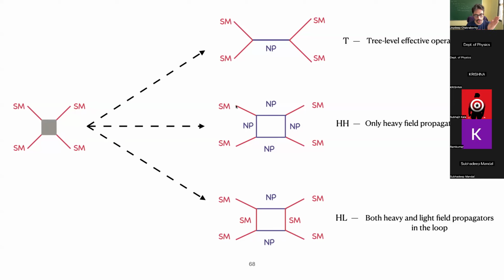This expansion will involve your loop momentum, but the del square is actually a signature of the external state momentum. So when I'm performing the expansion in p square by m square, that p square is the external momentum. That's how you will expand. But it will contain the loop momentum, and eventually you will perform the momentum integral, and that will give you a finite quantity.